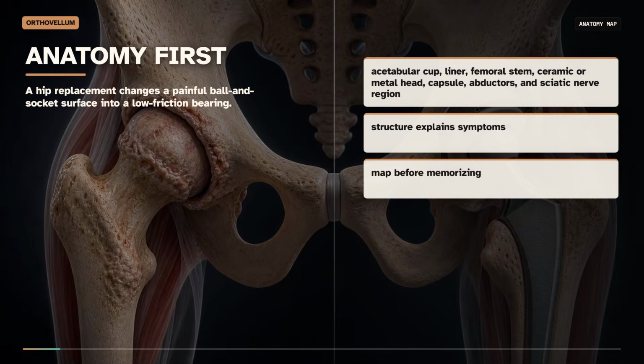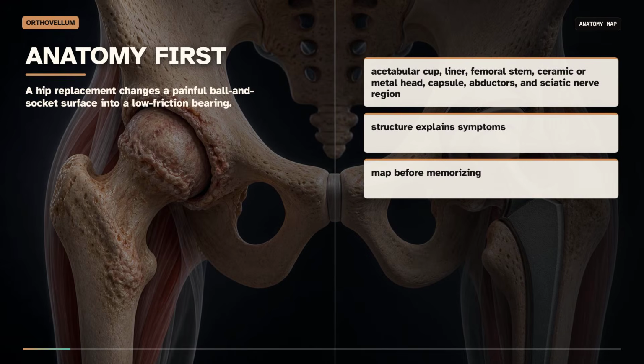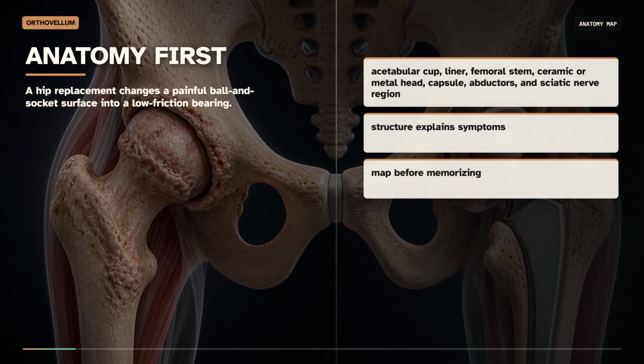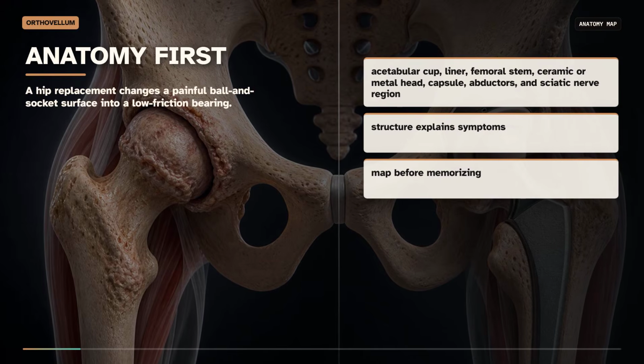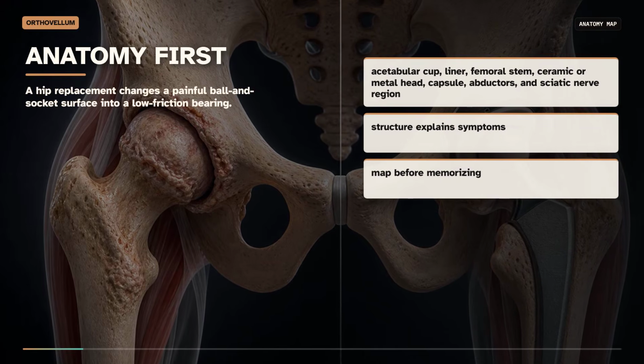Start with the anatomy. For total hip replacement, the important structures are acetabular cup, liner, femoral stem, ceramic or metal head, capsule, abductors, and sciatic nerve region. Do not memorize the picture as a list. Ask what each structure is trying to do when the person moves.